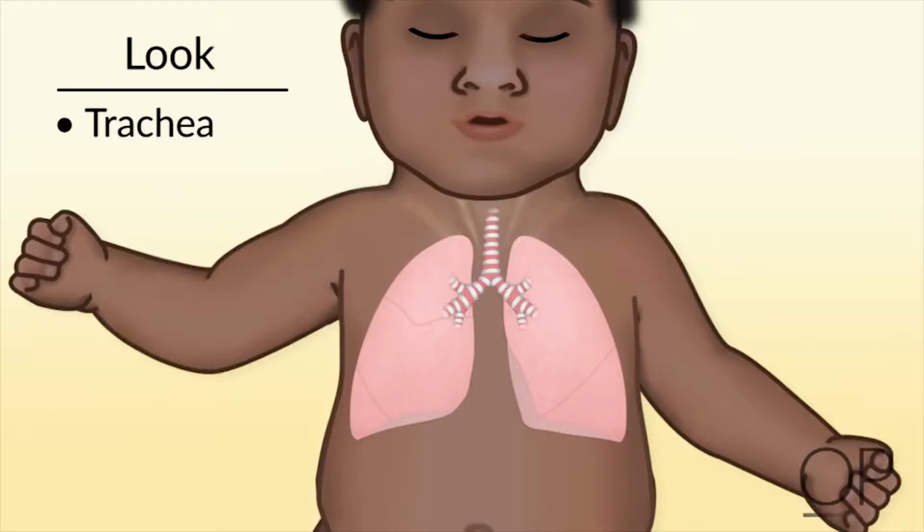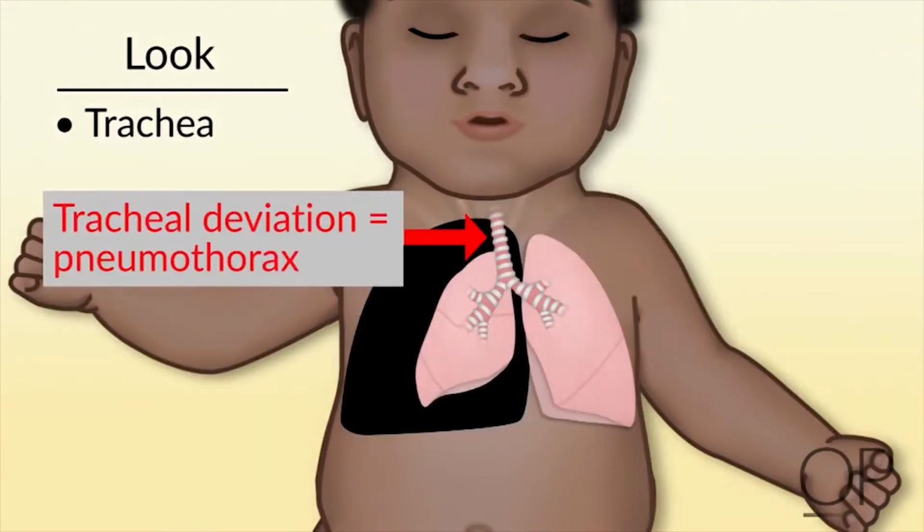Next, you want to take a look at the child's trachea, which is located midline in their neck. You always want to assess and make sure that that trachea remains in the middle of the neck position. If the trachea has moved to either side, that could indicate that the patient is experiencing a pneumothorax.